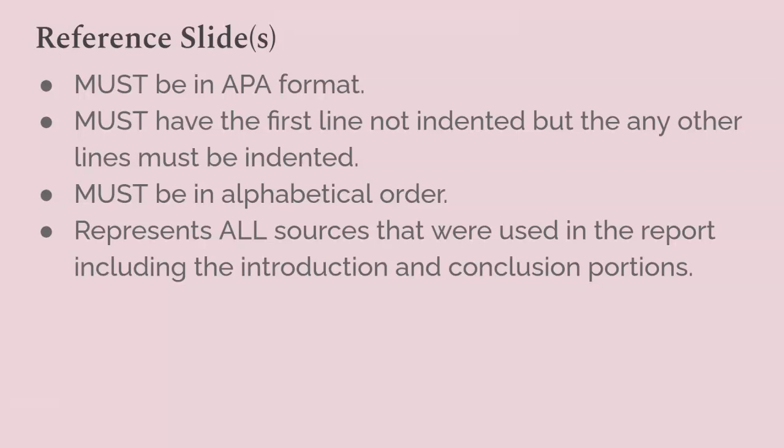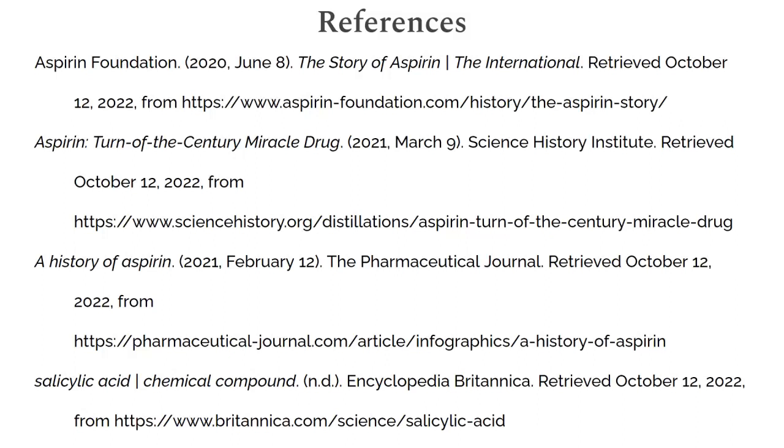It represents all the sources that were used in the report, including the introduction and conclusion portions. Now, we don't always use research and conclusions, but sometimes we do. So anytime you use any resource, any reference in any part of your lab, you need to make sure you're putting it in this. Here is an example of a bibliography page using the introduction I looked at today. You will notice I don't have them numbered, but I do have them listed in alphabetic order.